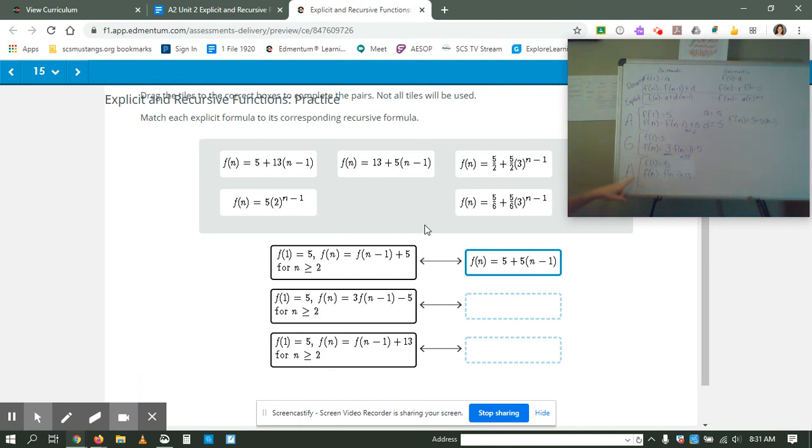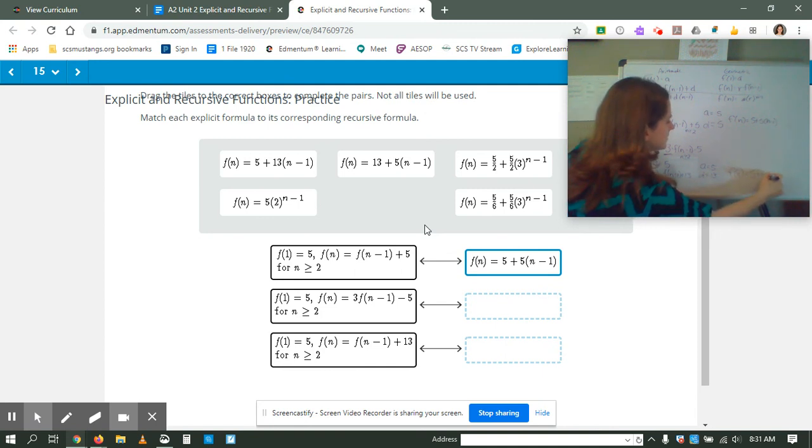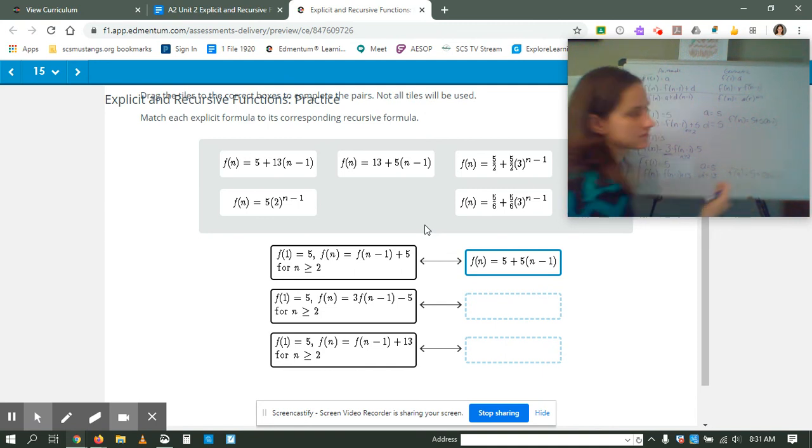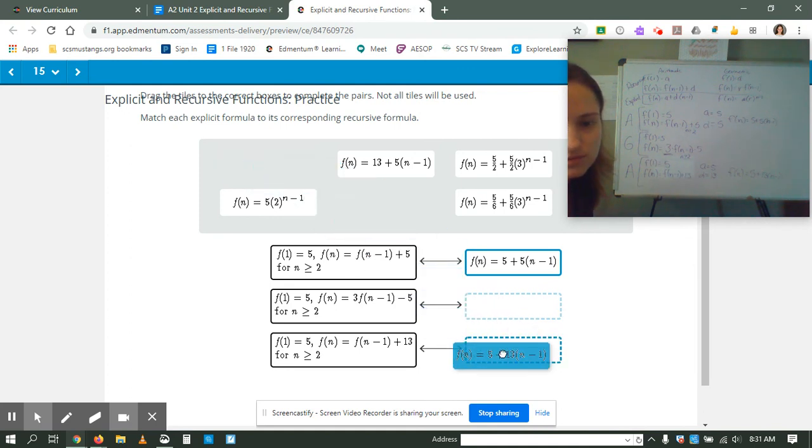And then doing this last one right here, my a value for this one is going to be 5, and my d value, this one right here, d is going to be equal to 13. So if I plug it into this one, f of n is equal to my a value, 5, plus 13 times n minus 1. So 5 plus 13 times n minus 1.